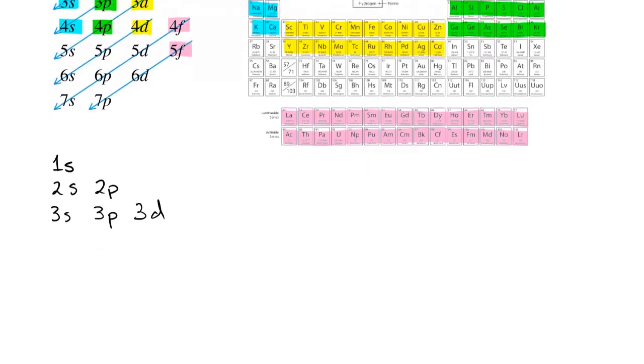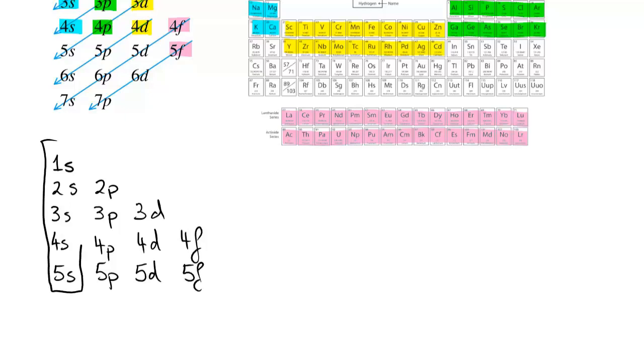So 4s, 4p, 4d, and 4f, and so forth. So 5s and 5p, 5d, 5f. So you can see that all the s subshells are aligned underneath one another there nicely, and as is the p, as is the d, as is the f. Okay, so they're just listed underneath one another.